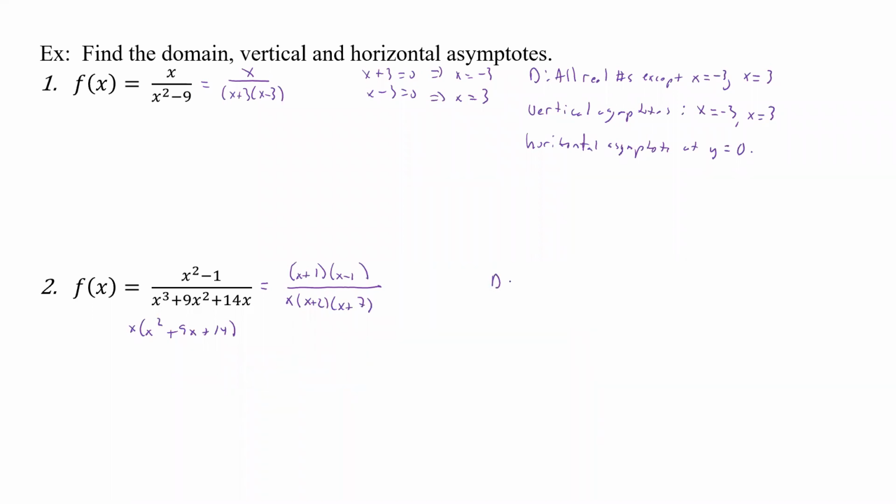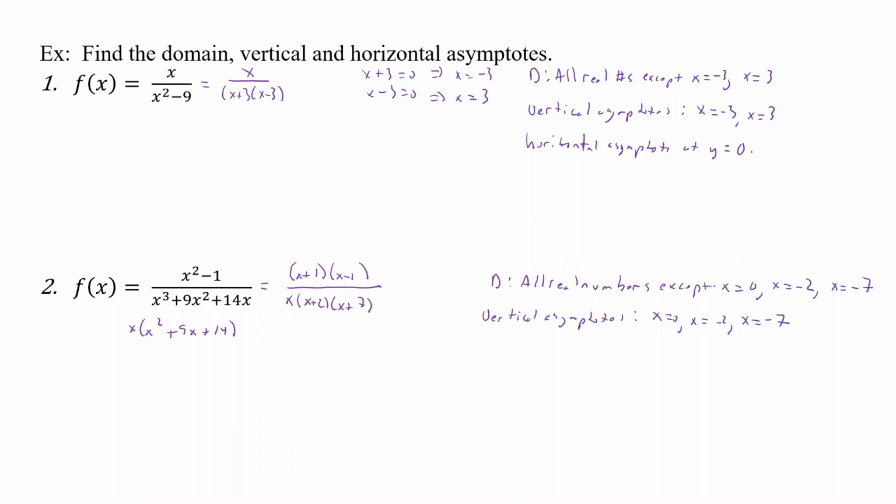So that gives us a domain of all real numbers except x equals 0, x equals negative 2, and x equals negative 7. Okay, because we set those equal to 0 and solve for x. Now our vertical asymptotes, well, nothing in the numerator and denominator cancels, so our vertical asymptotes are going to be the same: x equals 0, x equals negative 2, and x equals negative 7.